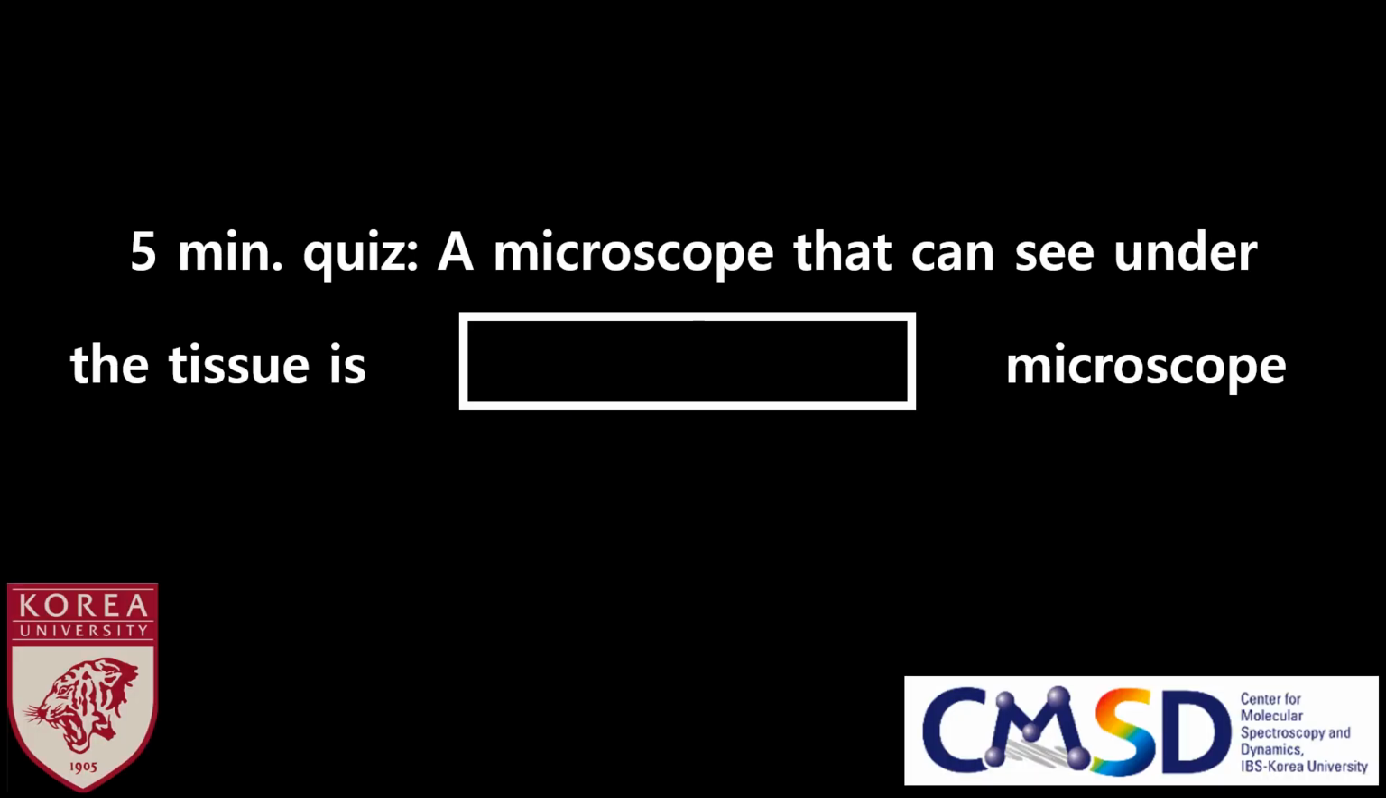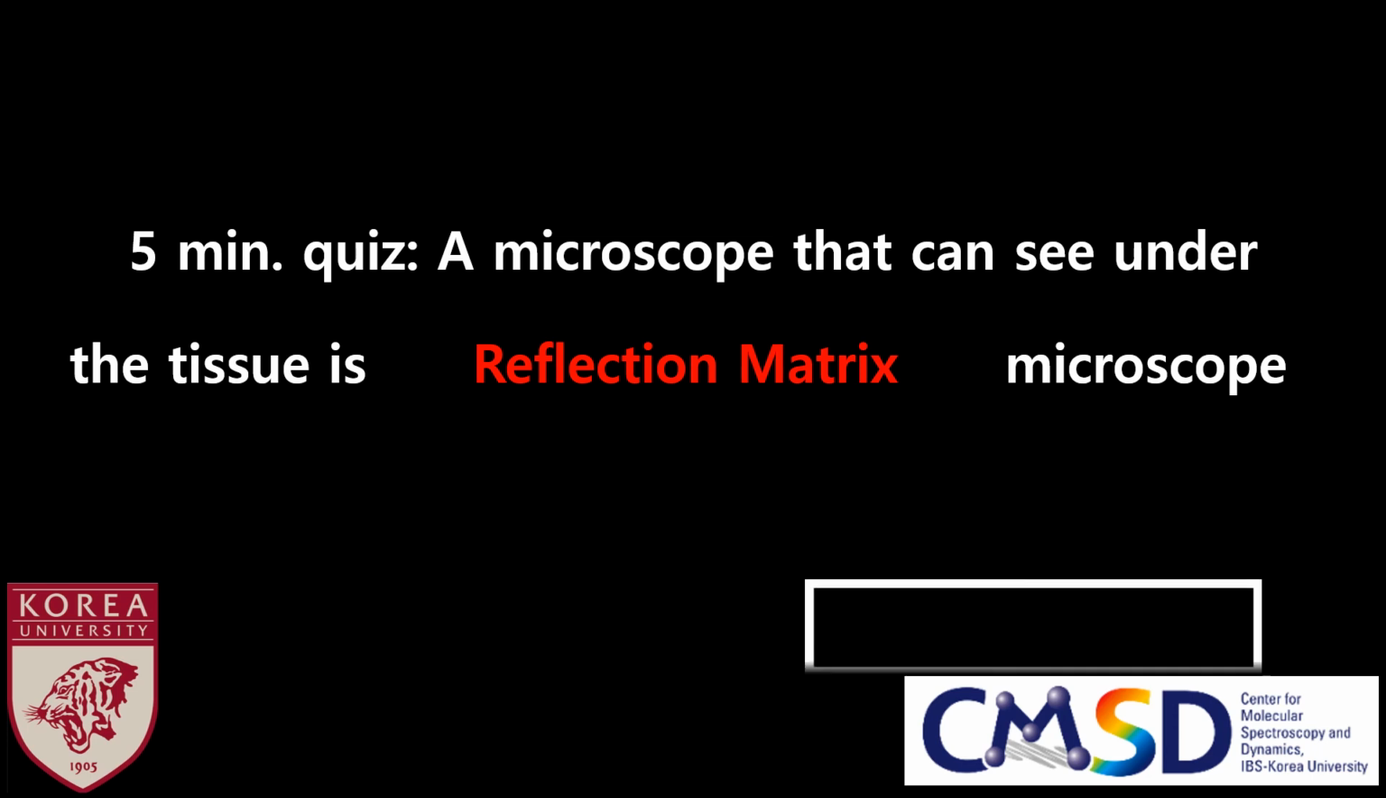5-minute quiz. A microscope that can see under the tissue is something microscope. The answer is reflection matrix microscope.